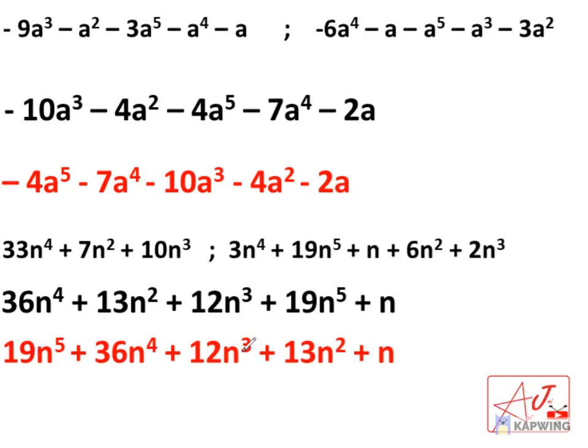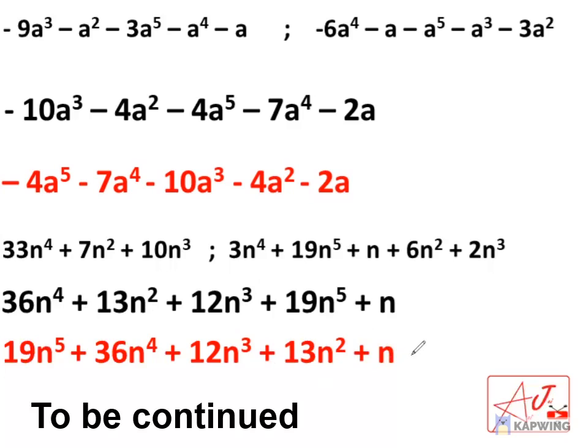Then, after 4 ay 3. Ayan, ito yung sa third power. Positive 12n cubed. And then, after ng 3 ay 2. So, positive 13n squared. And ang last yung walang exponent, so plus n. So, ang final answer natin ay ito na. Okay, so moving on.